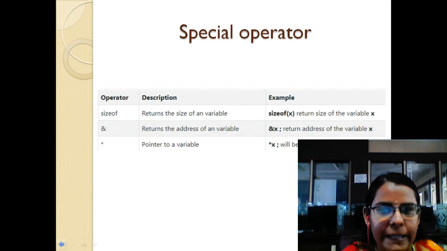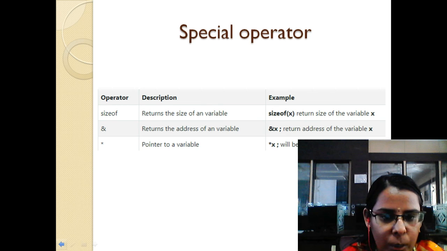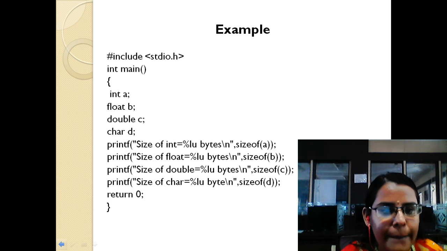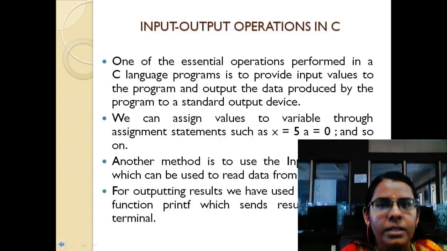So that is the example of the ternary operator. Then some special case operators are used. They return the size of a variable, then return an address, then return a pointer. These three are the special case operators used here. An example for that is sizeof the integer, sizeof the float, sizeof the double, and sizeof the character can be declared here. This is the simple example for the special operator.